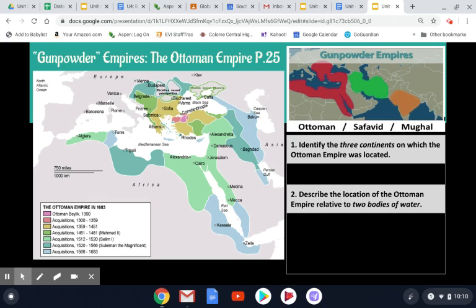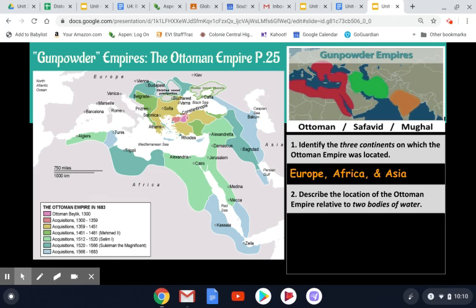So for our first answer, identifying the 3 continents on which the Ottoman Empire was located. So studying our map, we can say that they eventually control territory on Europe, Africa, and Asia.